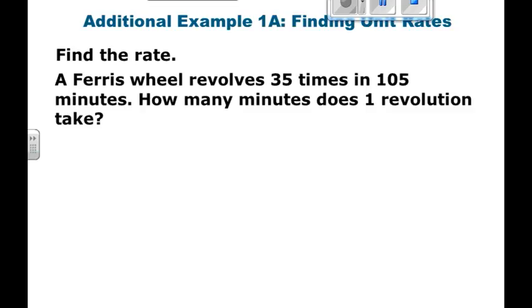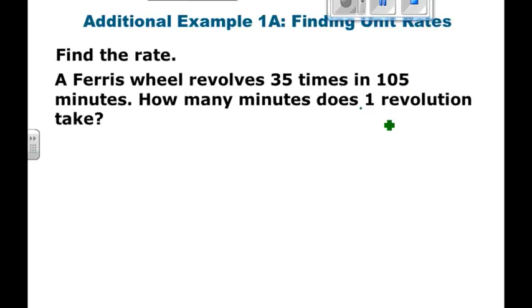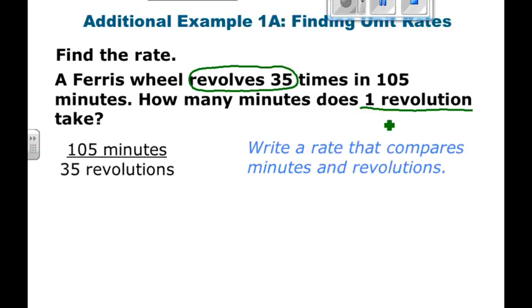So we're going to find a rate for this one. A Ferris wheel revolves 35 times in 105 minutes. So we have two items that we're comparing. How many minutes does one revolution take? If I'm looking for one revolution, if we go back to our definition real quick, unit rates have a denominator of 1. Our revolutions are 1. So in this case, what was our revolutions? Well, that's that 35 times. So that's going to be our denominator, making our numerator the 105 minutes. So I can write it as 105 minutes over 35 revolutions.